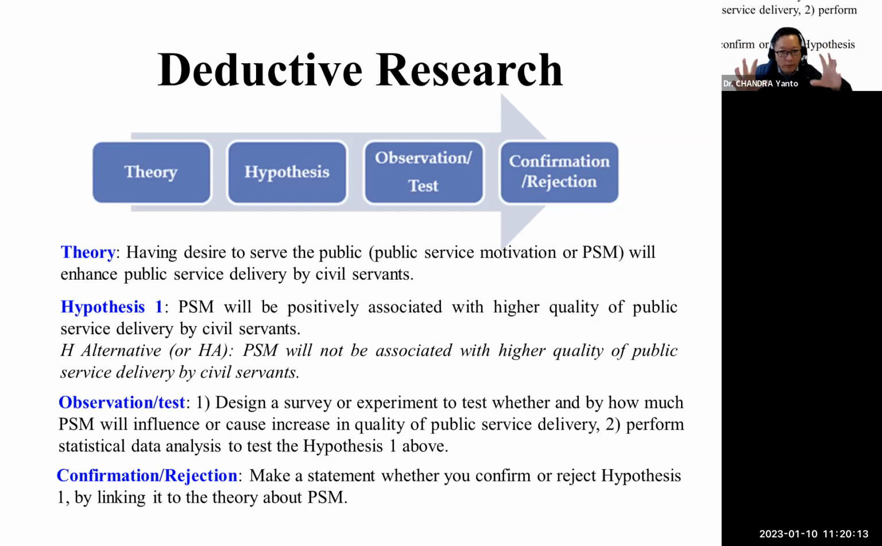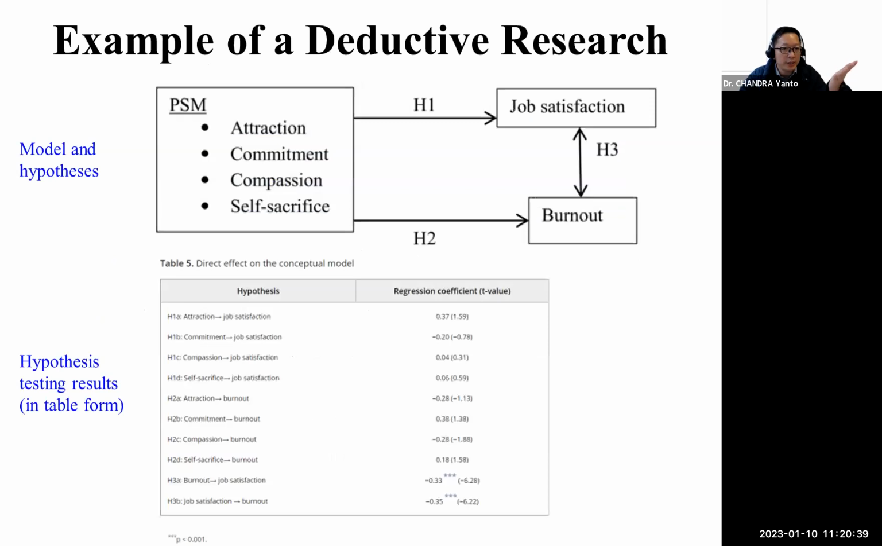So you have a theory, you have a hypothesis, then you collect the data, observation, and you test. You can do a survey, you can do an experiment to test whether, if people have more public service motivation, they will deliver better public service. And you can do statistical analysis to test this. At the end, you confirm or reject the statement of whether public service motivation enhances public service delivery. So this is another example. You can have a look. This is just an example of the output.